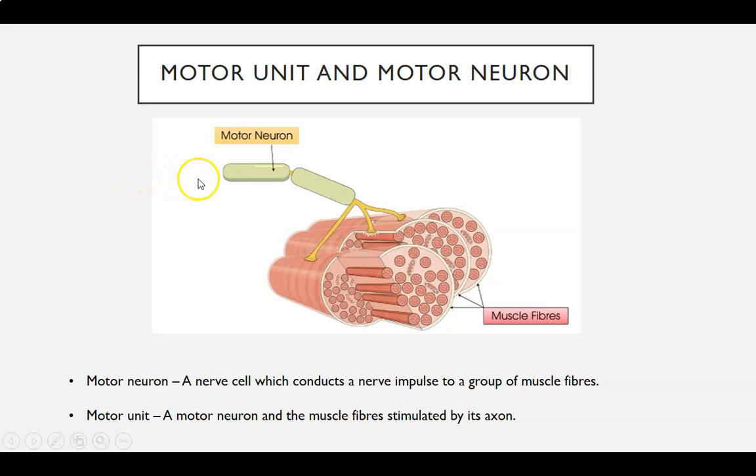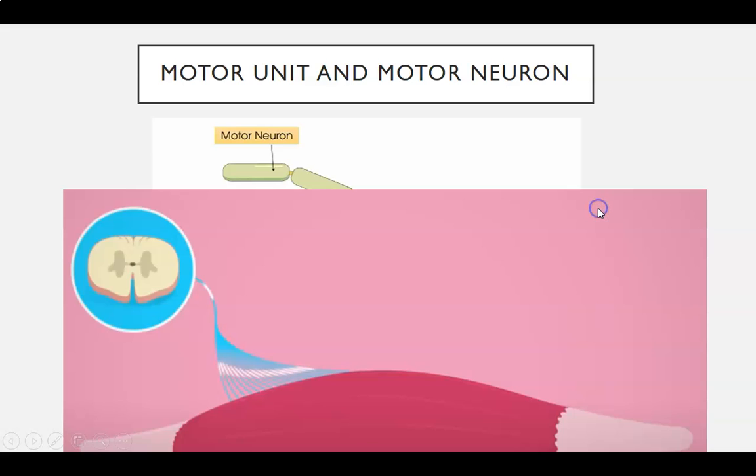So this electrical impulse comes all the way down this motor neuron to the muscle fiber, and then we get a contraction. The motor unit is the motor neuron and the muscle fibers it stimulates. So this whole thing here is a motor unit. So ensure you get those down, please. So a motor neuron and a motor unit.